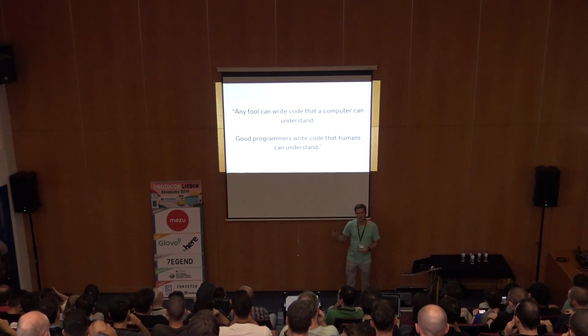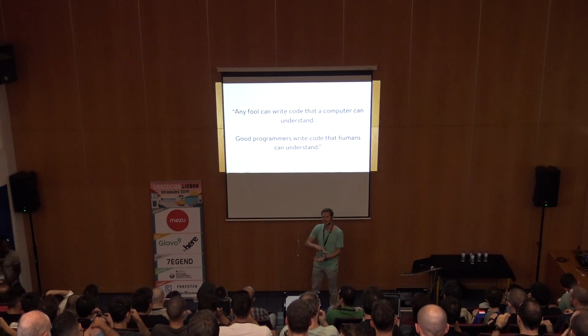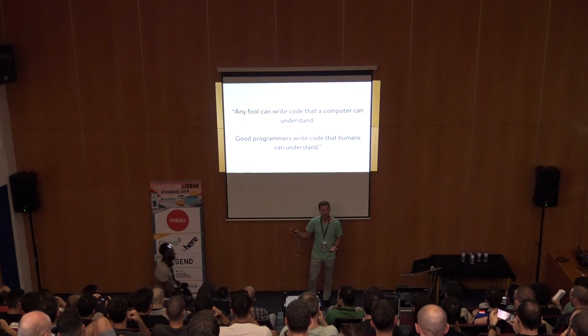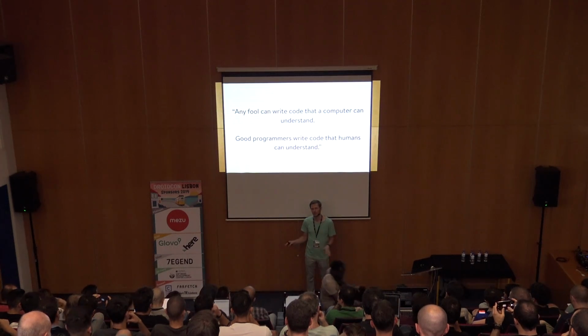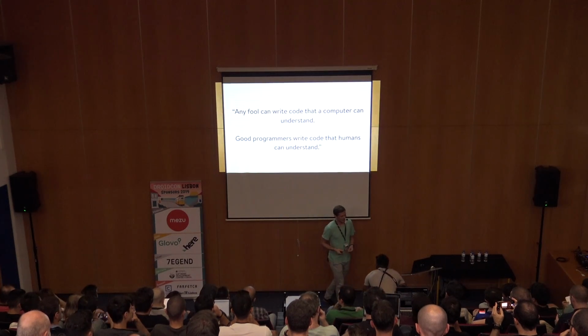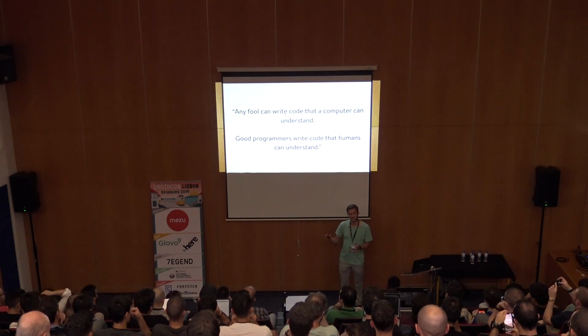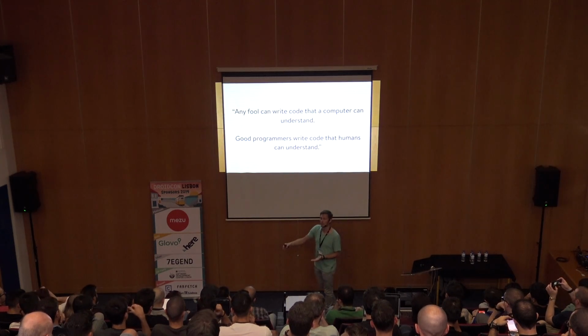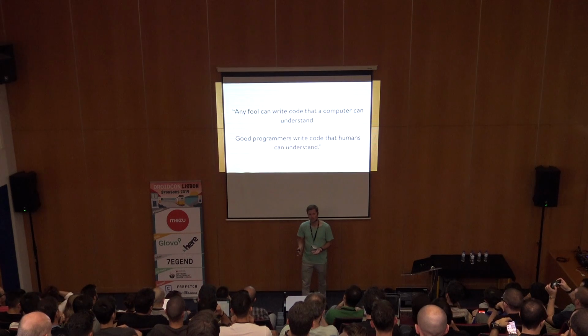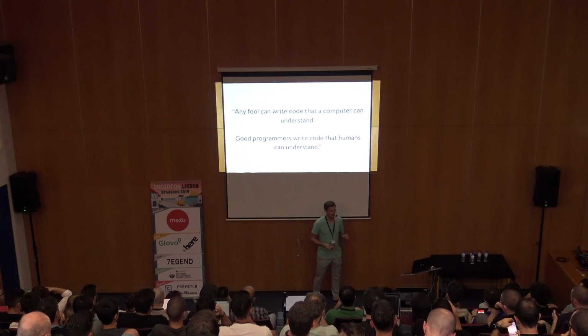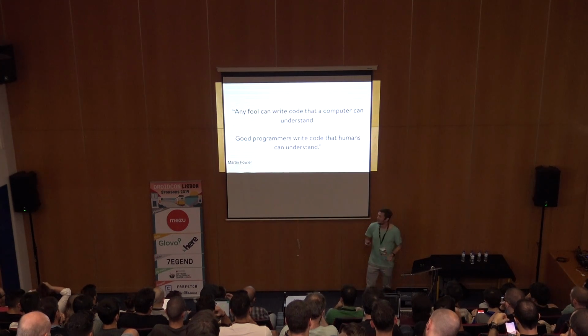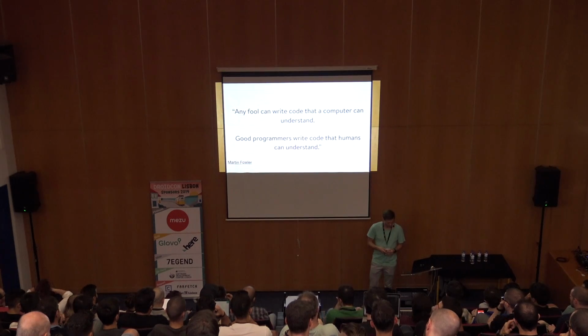They write code that humans can understand, because the computer doesn't care if you do clean architecture, clean code, or whatever. The computer just executes what you give it. And I think mastering the skill of having code that somebody else can understand, and the future you can also understand, is really, really hard to achieve. And it's really a skill that can take years. Martin Fowler said that actually.